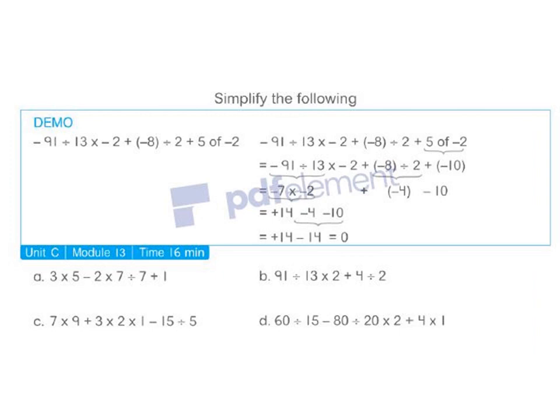So in this problem we have to simplify. Again, I would ask you to pause the video, look at the demo and try to solve this yourself. You know the BODMAS rule. Here all you have is division, multiplication, subtraction and addition. So which one you will do first, which one you will do second, you know that. So I will not waste much time. Pause the video for 16 minutes. Try to solve this yourself.